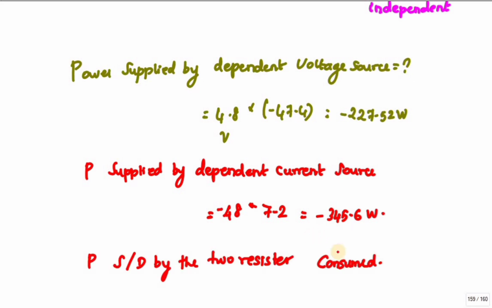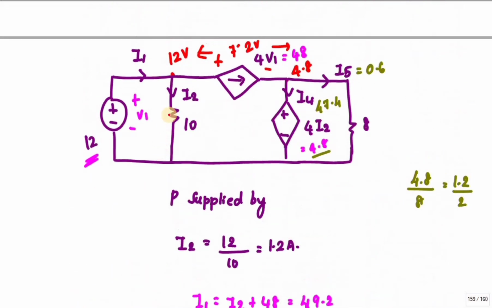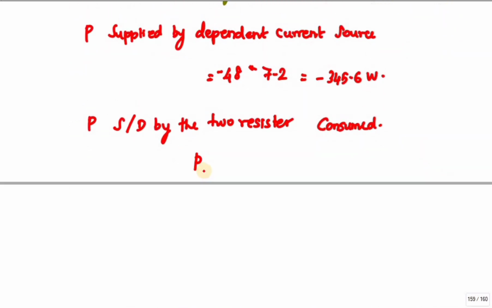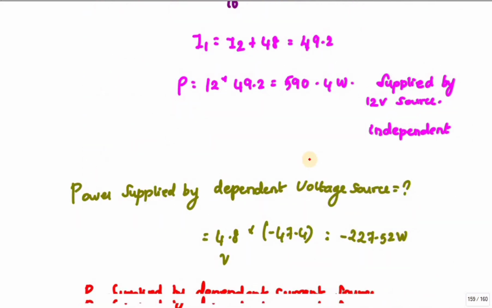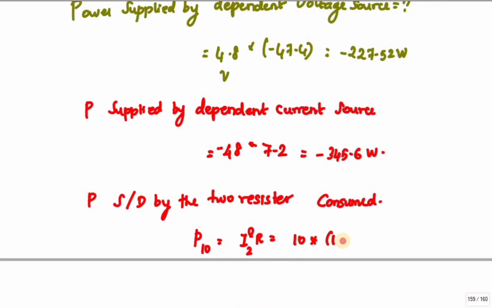Next, the power consumed or supplied by the resistor. Usually the power gets consumed only. So the power consumed by the 10 ohm resistor is I square into R. So R value is 10. Now I need to find the value of I. So here the current is I2. What is I2? 1.2 the whole square. So 1.44 into 10 is 14.4 watts.